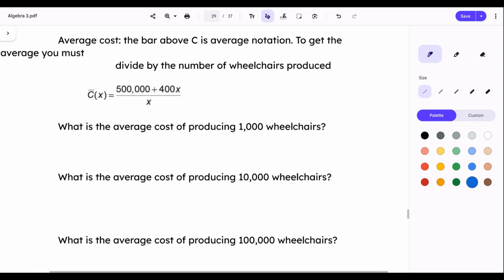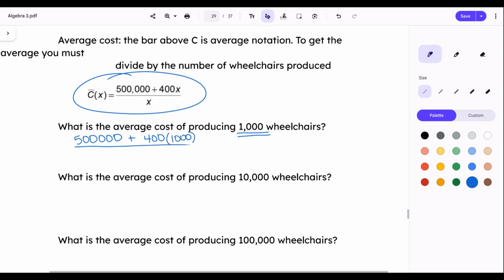So 1,000 is going to be what goes in for the X, and it's going to go into this formula here. So you're going to take 500,000 plus 400 times 1,000 over 1,000. The other thing you could do, if you still want to use your table, is type in that function, 500,000 plus 400x all over x, and start your table at 1,000, and it'll tell you a number. So you can type it in like this, or you can still use your table function.